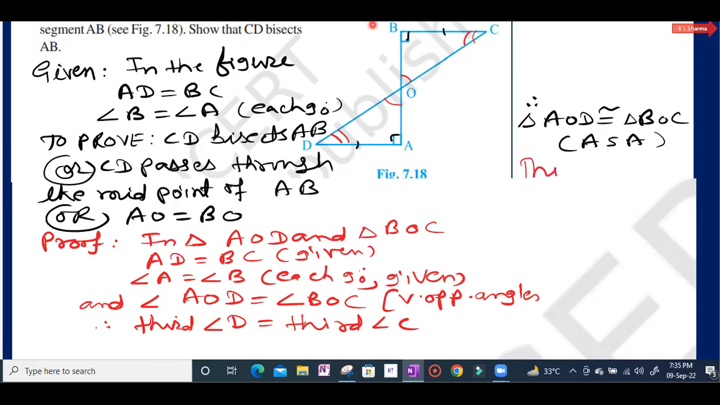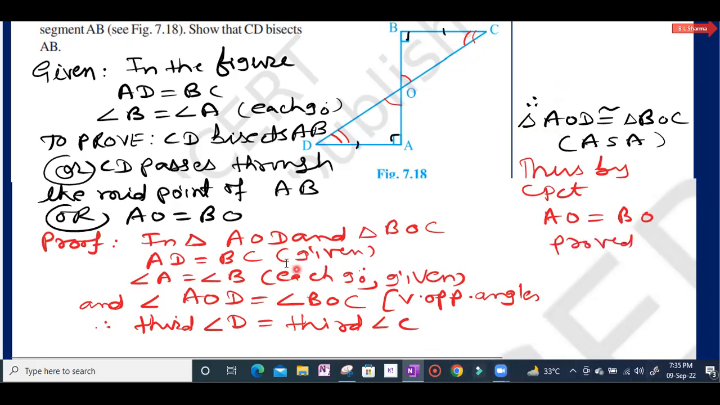Thus, by CPCT, yes, we can say AO is equal to BO. This is proved. This is what we had to prove, that AO is equal to BO, means O is the midpoint of AB, or CD bisects AB. CD passes through the midpoint of AB.